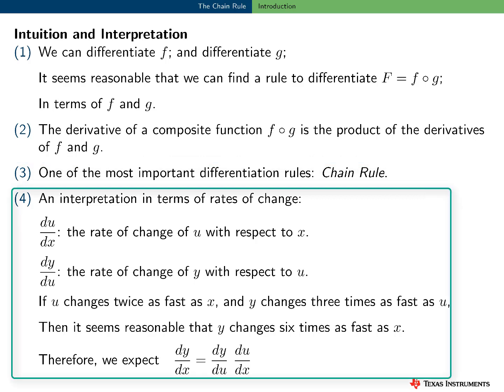Here's an interpretation of the chain rule in terms of rates of change. du/dx is the rate of change of u with respect to x, and dy/du is the rate of change of y with respect to u. So if u changes twice as fast as x, and y changes 3 times as fast as u, then it seems reasonable that y changes 6 times as fast as x. And therefore we would expect that dy/dx is equal to the product dy/du times du/dx.